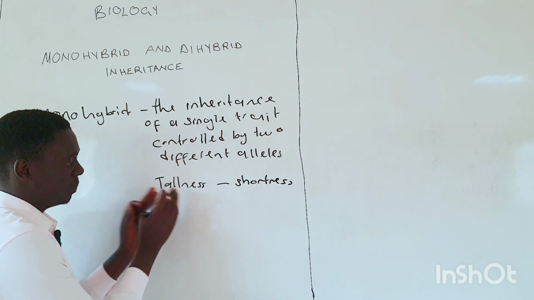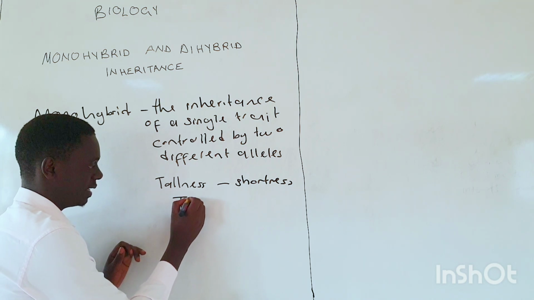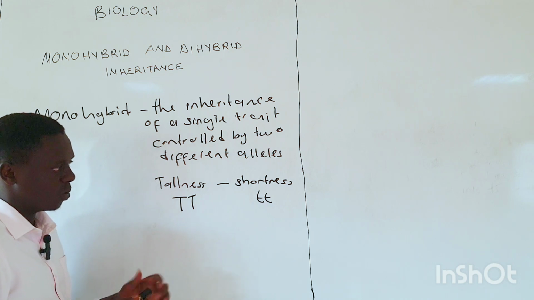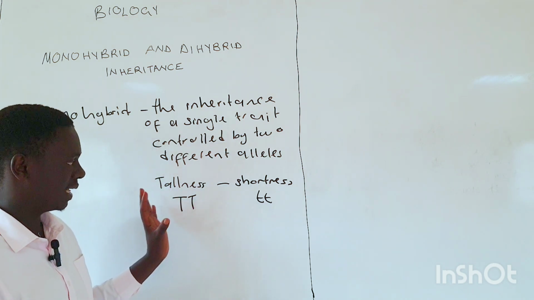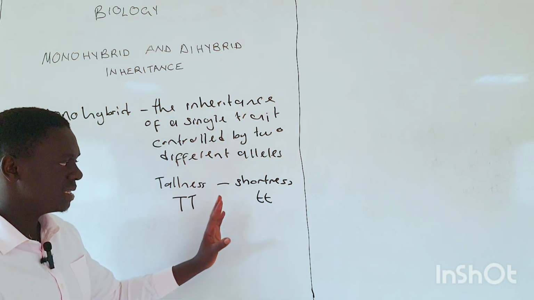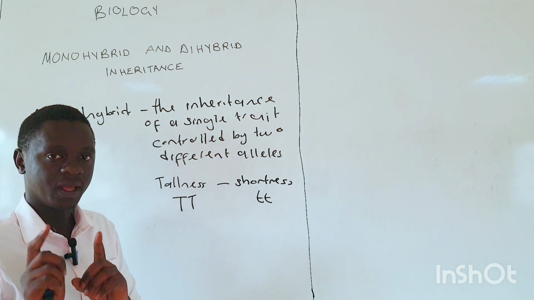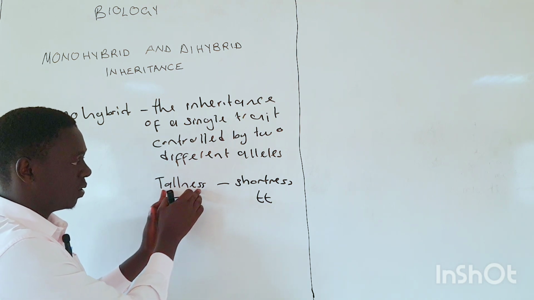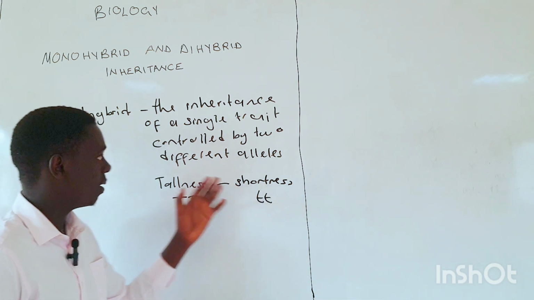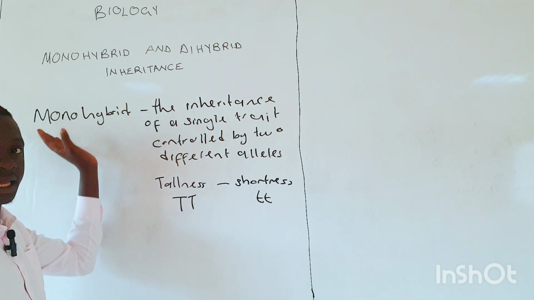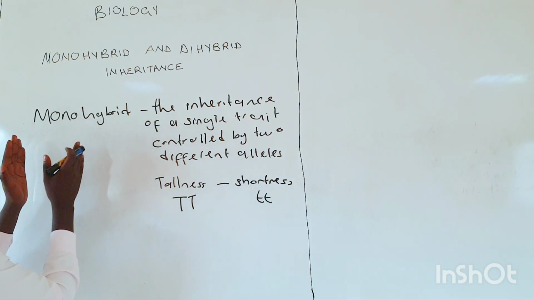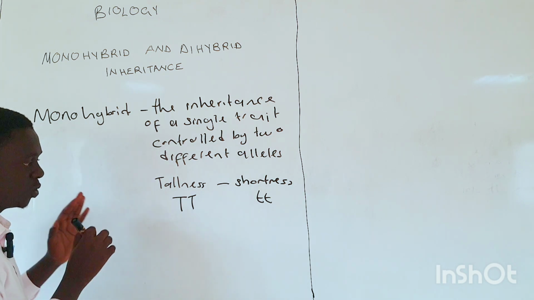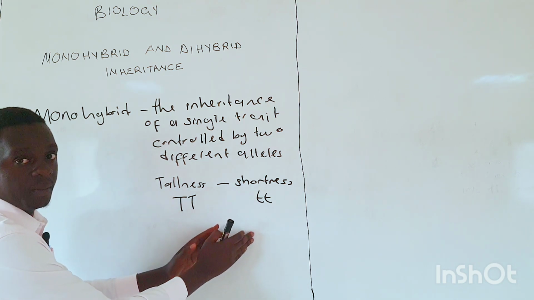Now, this gene may be dominant like this, and this may be recessive like this. It means that we are trying to inherit a single characteristic of an organism, but this characteristic is controlled by two alleles. In other words, it exists in two forms, either tallness or shortness. So that is monohybrid inheritance. Now, during monohybrid inheritance, only one characteristic is transferred from the parent to the offspring.